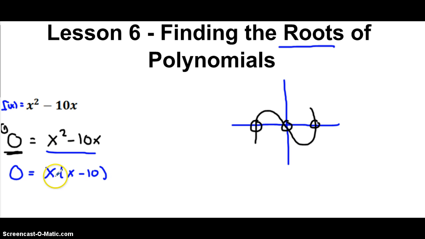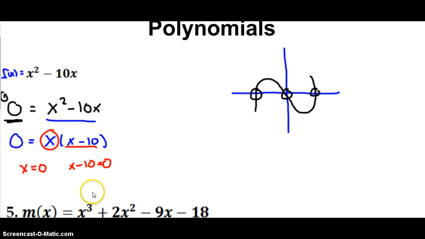All right? From here, to find out what makes this equal 0, I set both of my factors equal to 0. So here's one of these. That's one factor, and this is my other factor. So it's going to be x is equal to 0, and x minus 10 is equal to 0. From here, I solve. Well, this is already solved for, so one of my roots is going to be equal to 0. And for my other root, let's add 10 to both sides, and I get x is equal to 10.